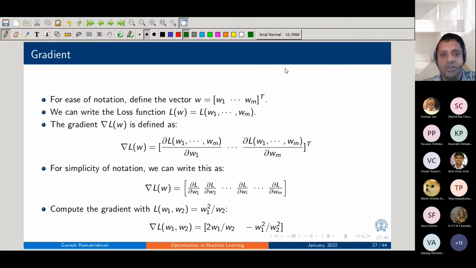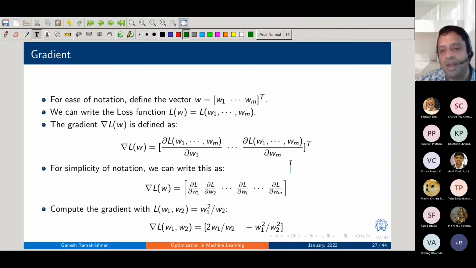So this takes us to the next topic of gradient. You have a vector w equals w1 to wm. So the loss gradient at w is defined as the partial derivative with respect to the first component of the weight and so on, stacked up to the last partial derivative with respect to the last component of the weight. Ideally we write all of this as column vectors. These are all actually column vectors if you put a transpose, but sometimes for simplicity of notation we drop the transpose.